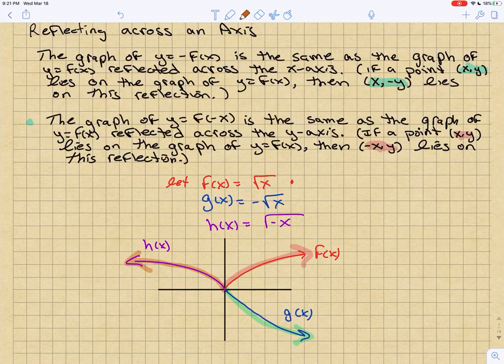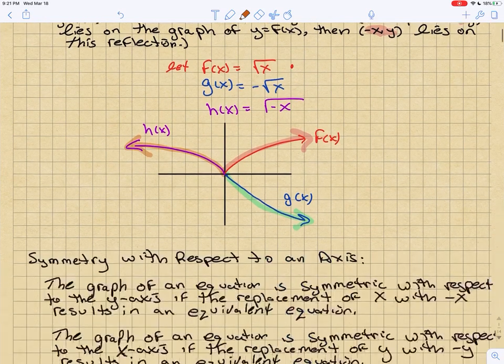Please remember these rules. If I'm reflecting across the x-axis, the y values become the opposite, because you will need to do this on your test. I will give you points and you're going to figure out how to reflect them. And that's also how we're going to move things when we start doing translations. Also remember that if I'm going to reflect across the y-axis, the x values become the opposites of whatever they were, and the y values will remain.